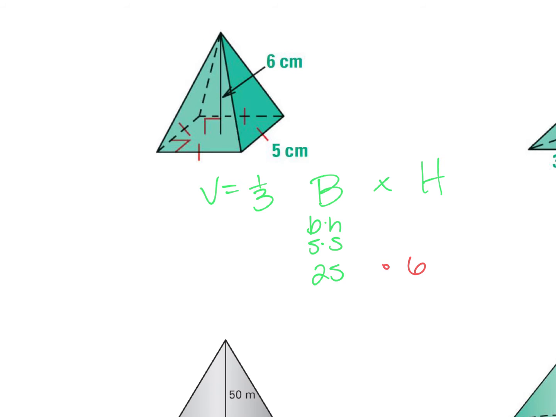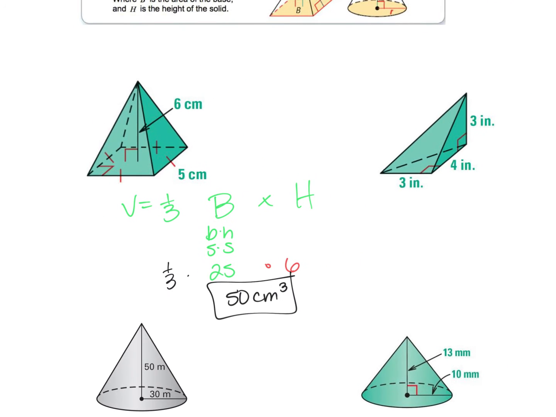And then I can't forget the 1/3. So now type that in your calculator, 1/3 times 25 times 6, and that would give you 50, I believe. And we still have the same label as we've been doing with volume, and it is centimeters to the 3rd power. Centimeters cubed, you could say.